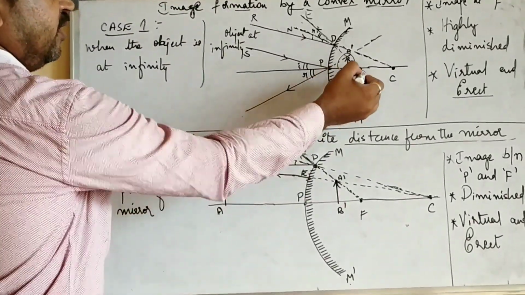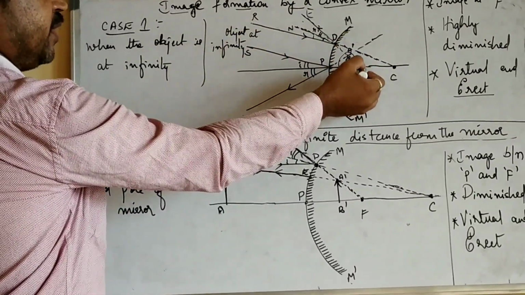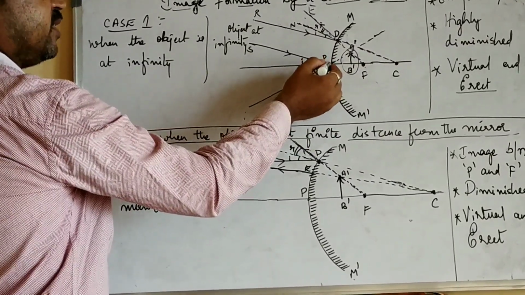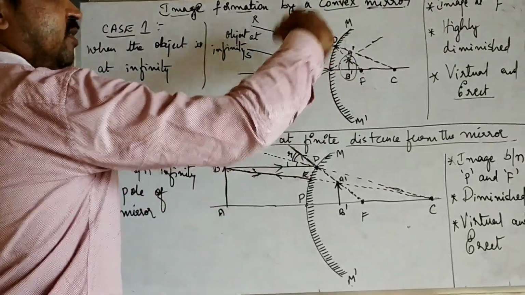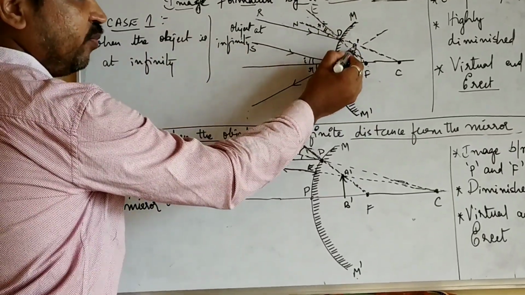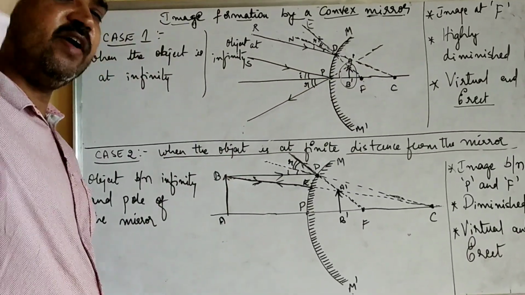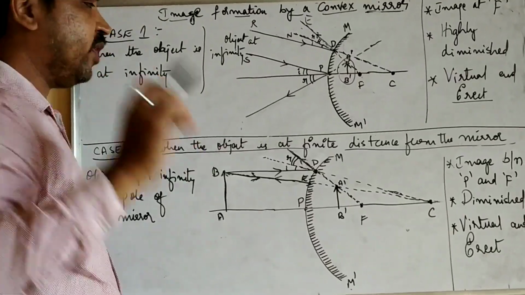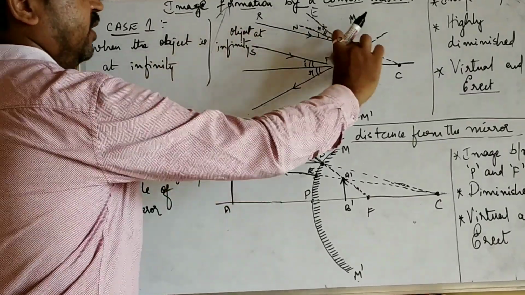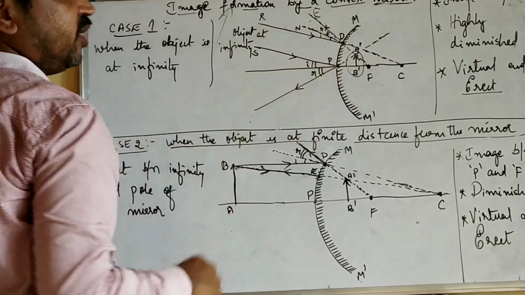So I repeat, the reflected ray DE appears to be coming from the principal focus F, and the reflected ray at the pole of the mirror is extended to the other side of the mirror, that is behind the mirror. They are meeting at some point, they are intersecting at that point. At that intersecting point you are getting the image A dash B dash. Now that image is diminished, very small. You can see here, the object at infinity is very large, but the image that you are obtaining at this particular position is diminished.